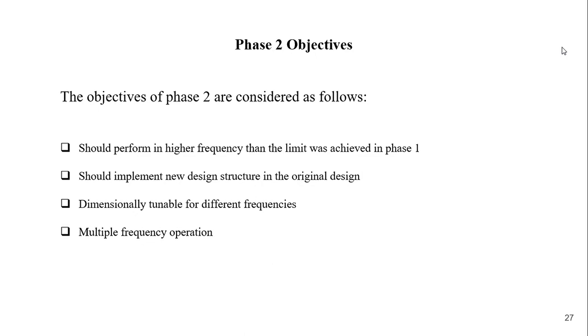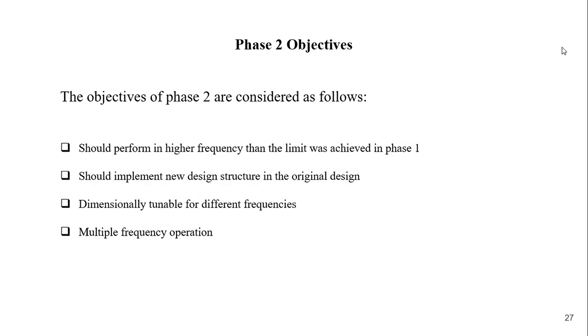Phase 2. So the phase 2 design objectives. We have completed the design objectives of phase 1, which were dimensionally tunable, which was done by applying transistor sizing adjustments, along with covering all the frequencies till 6.5 gigahertz. The circuit performed at 7 gigahertz of max frequency, so we have fulfilled the objectives of phase 1. In phase 2, the objective is that it should perform at a higher frequency than the limit achieved in phase 1.